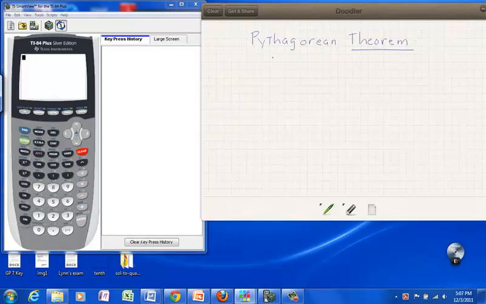This first word, Pythagorean, actually comes from the name of a Greek mathematician, Pythagoras. He is given the credit for this particular theorem, although probably he just helped write it up and teach others how to use it. So the Pythagorean theorem has to do with right triangles.